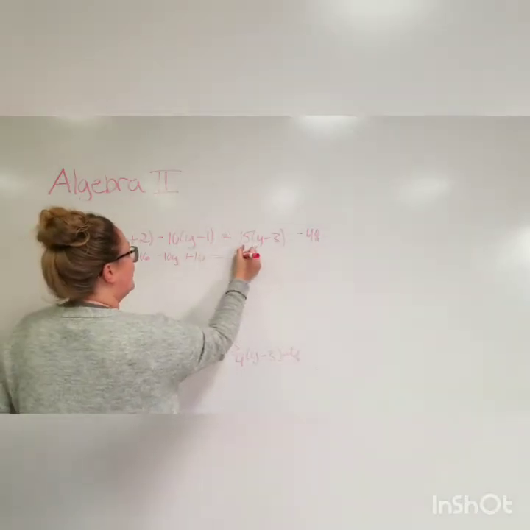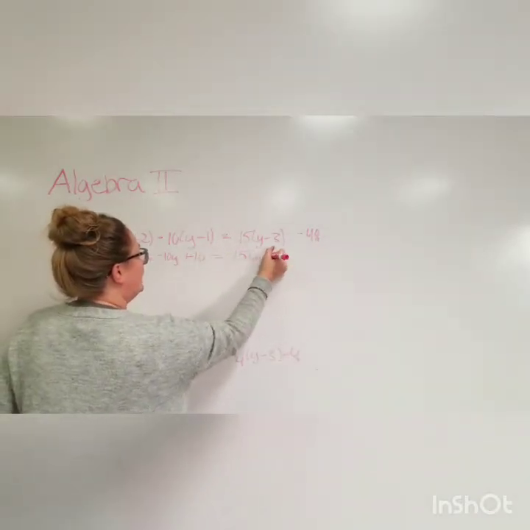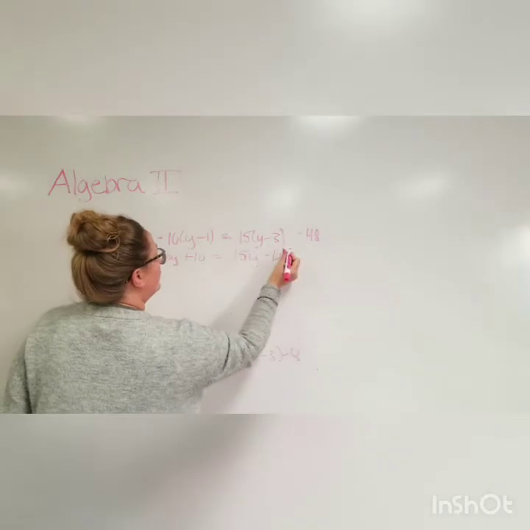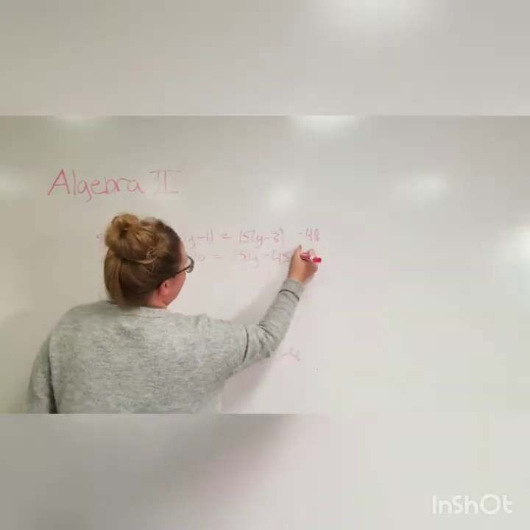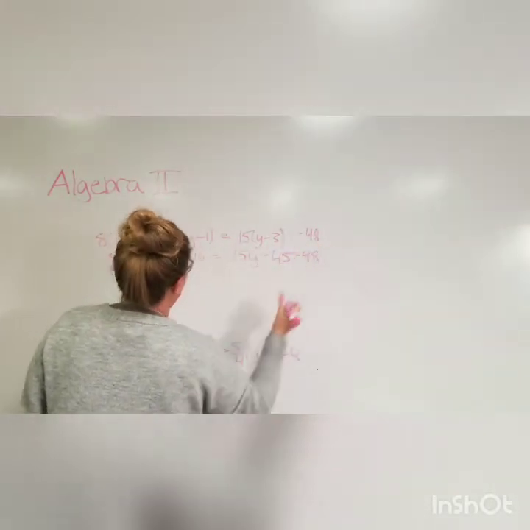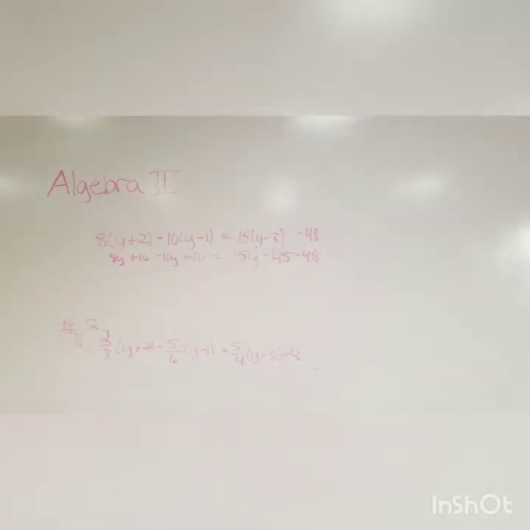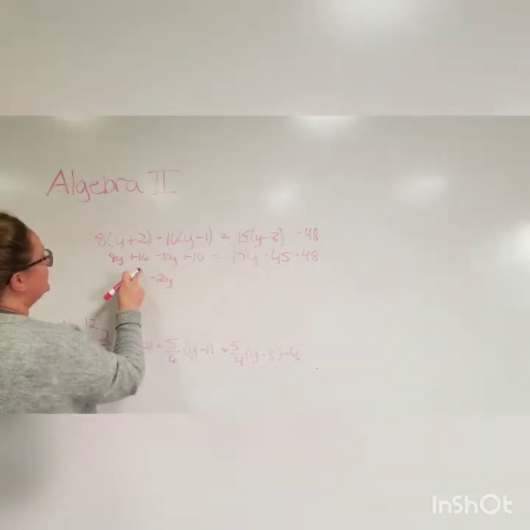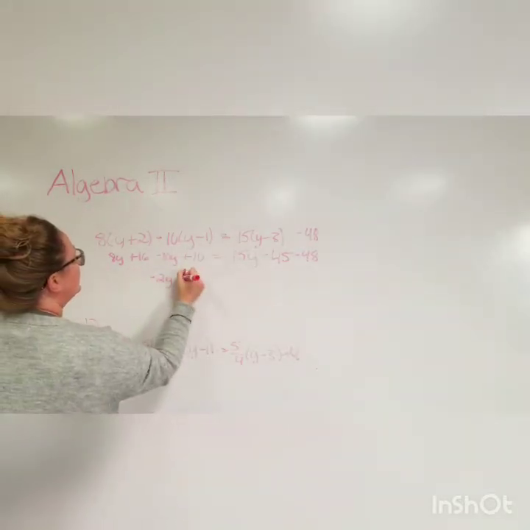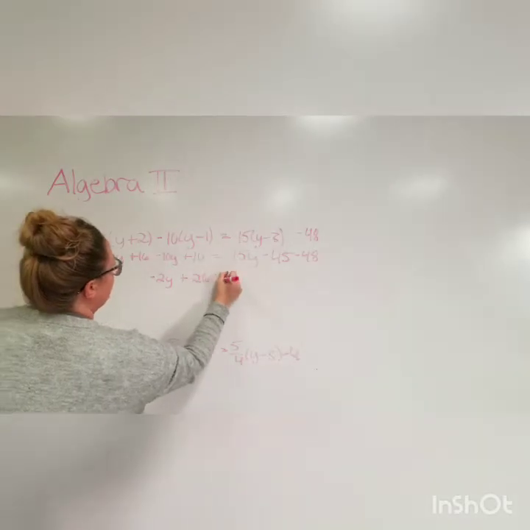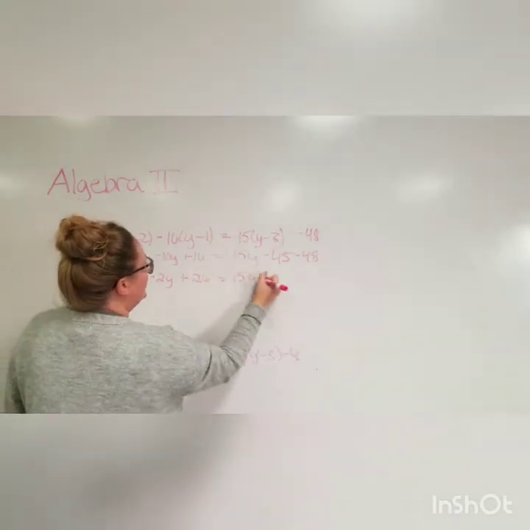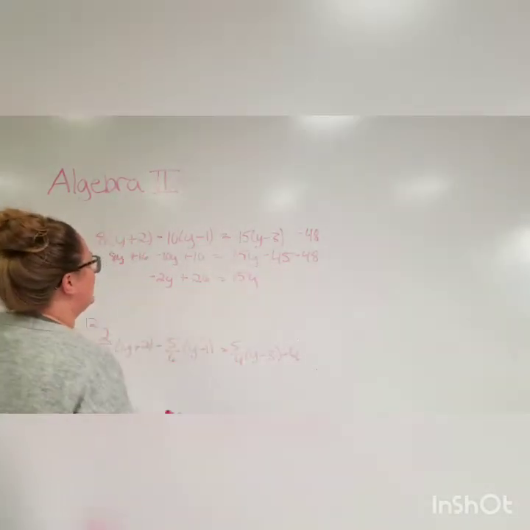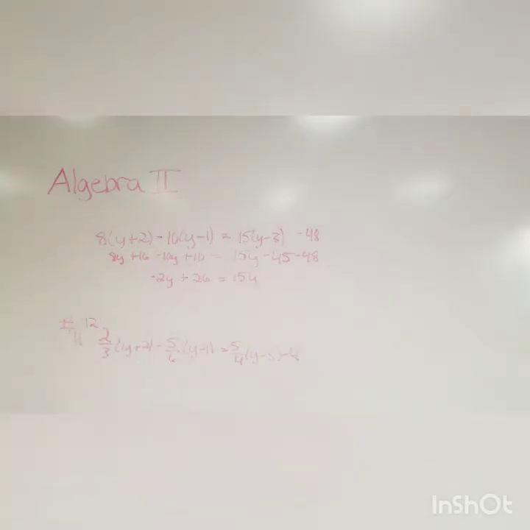Equals 15 times y is 15y. 15 times negative 3 is negative 45, minus 48. Now let's combine our like terms on either side of the equation. We have 8y minus 10y, which gives you a negative 2y, and 16 plus 10, which is 26, equals 15y. Negative 45 minus 48 is going to give you a negative 93.